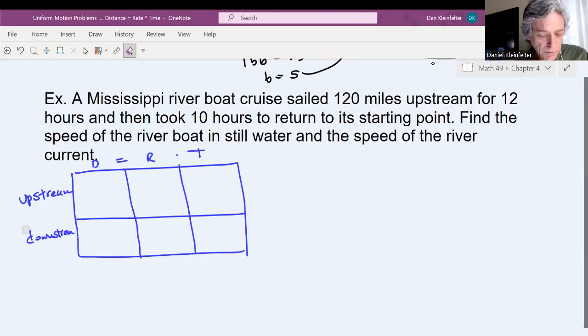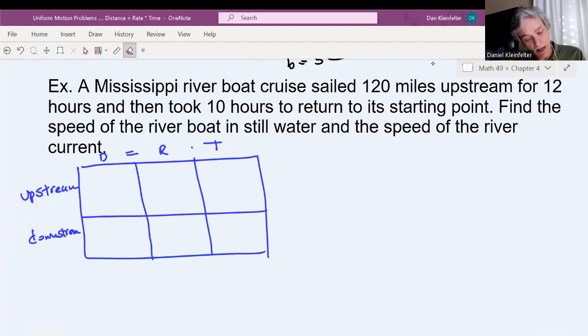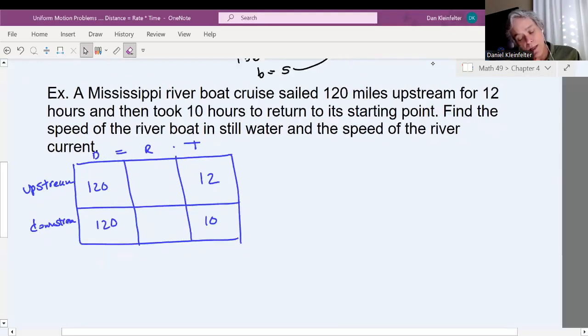Let's see what I can put into our table. It sails 120 miles upstream, so the distance upstream was 120 miles. I skipped over the 12: 120 miles upstream for 12 hours, so the time spent going upstream is 12 hours. Then it took 10 hours to return to its starting point, and I think we can assume that the distance is the same. Based on this, we want to find the speed of the riverboat in still water and the speed of the current.